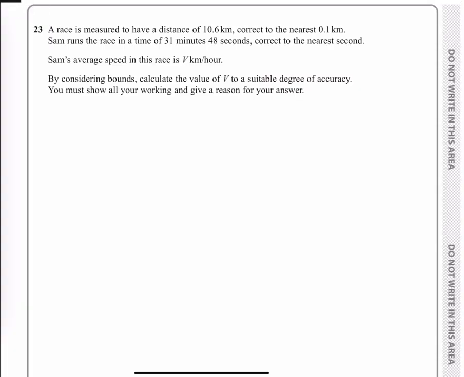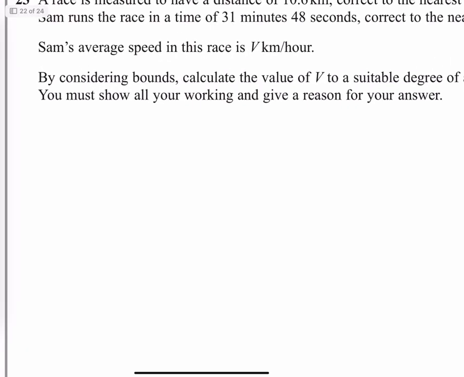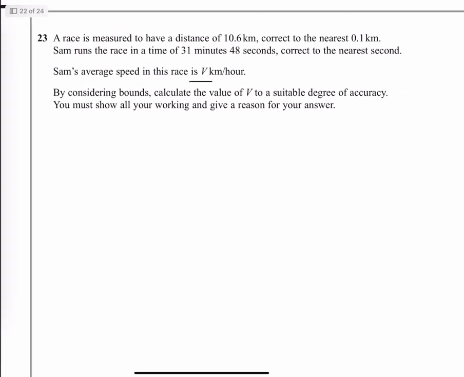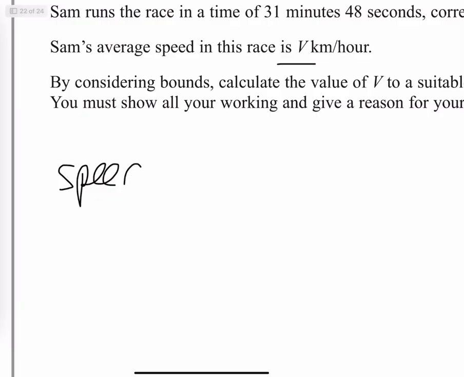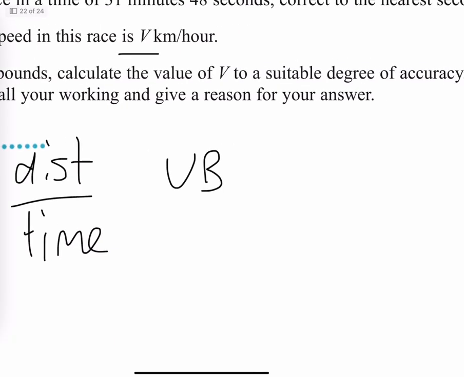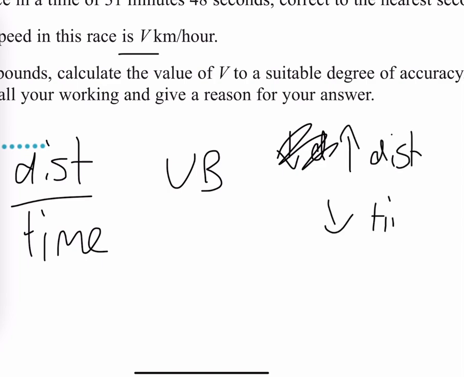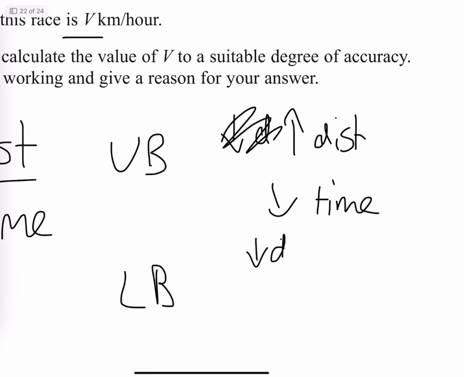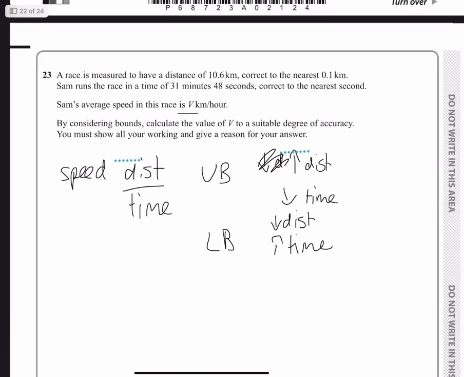Bounds, okay, so that's fine. Let's think about this. We're talking about speeds, okay? So speed is distance over time, okay? So our upper bound will be the lowest distance. Will it? No, sorry. Our upper bound will be our biggest distance and our lowest time. And our lower bound will be the lowest distance and the highest time, okay? And then we'll go from there.